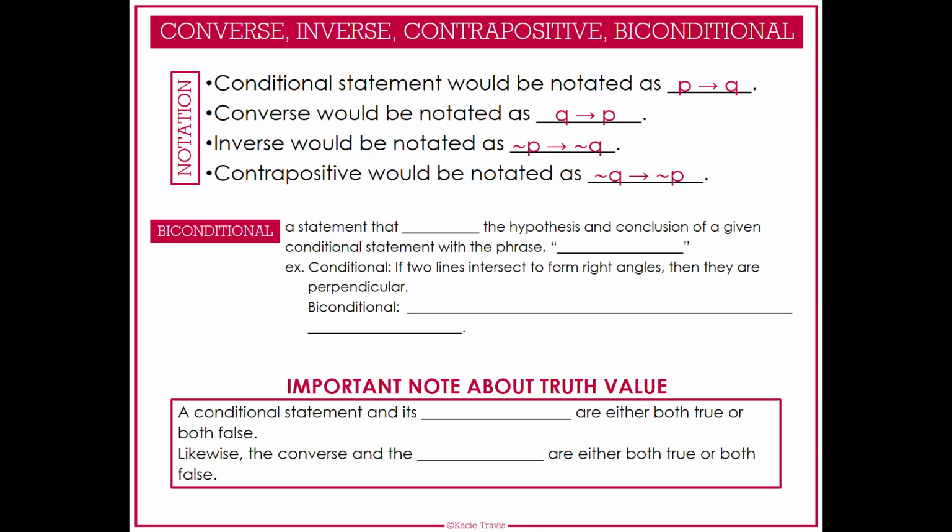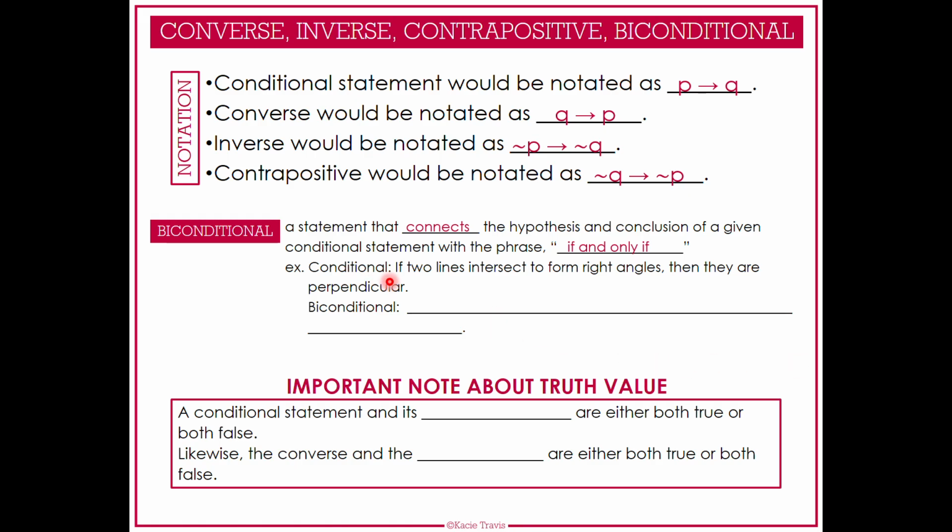All right, last new statement that we're dealing with is a biconditional. This one changes up things a little more than the previous ones. This statement connects the hypothesis and the conclusion of a given conditional with the phrase if and only if. So this is like a super conditional statement. One thing has to go to the other thing.